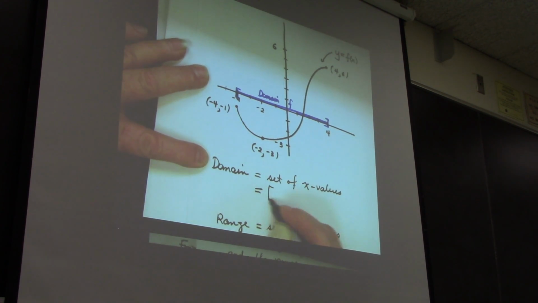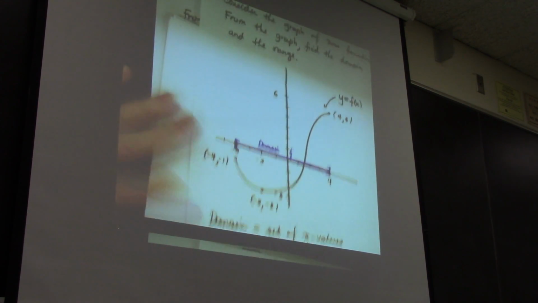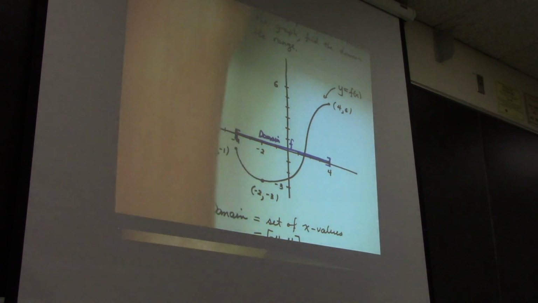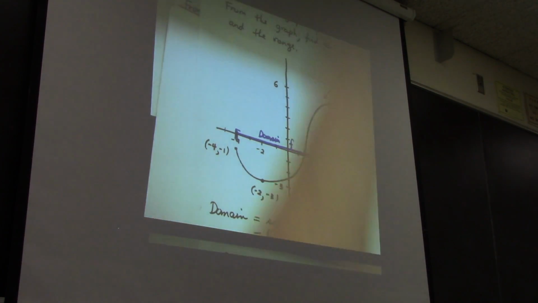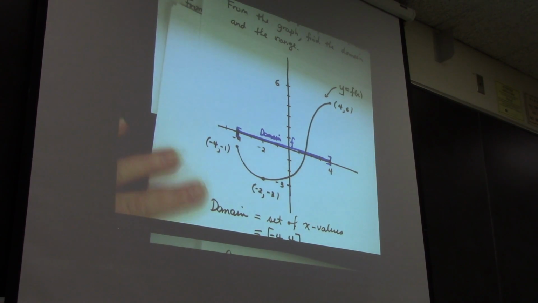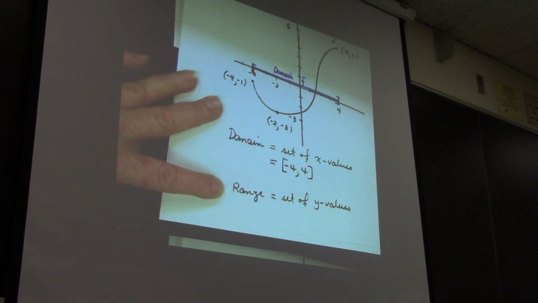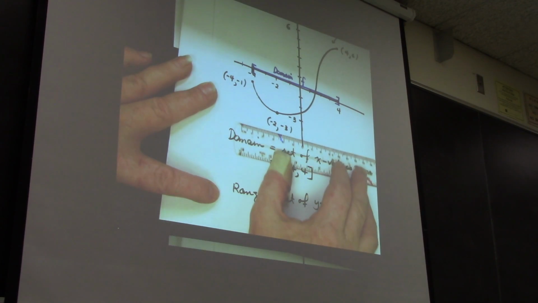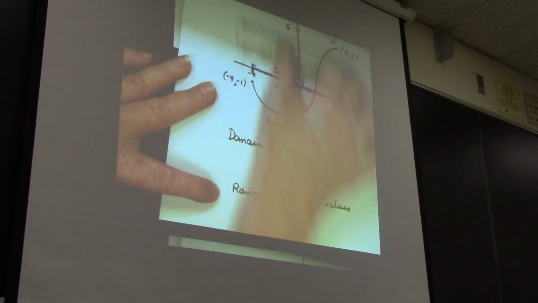Bracket, negative 4, comma 4, bracket. Okay. All right, now to find the range of a function from the graph, and we definitely did not find ranges of functions from the formulas, definitely not too hard. To find the range of a function from the graph, you read along the y-axis, because your goal is to find the set of y values, so like from smaller to larger.